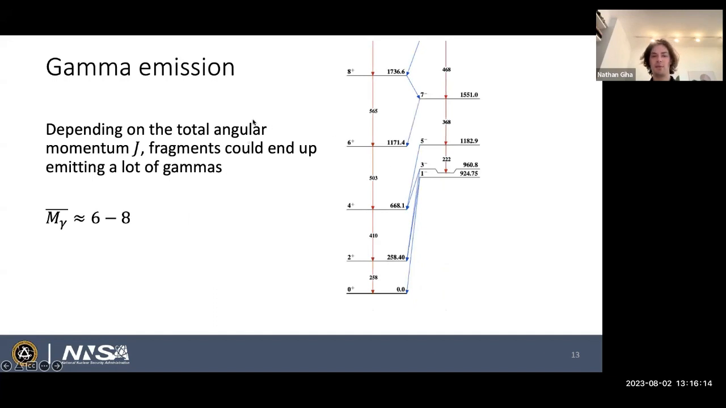And depending on the angular momentum of the fragments, you could end up emitting a lot of gamma rays. The average is maybe 6 to 8, depending on the isotope and the energy of that isotope, etc. I'm showing some nuclear level schemes here. You don't need to pay attention to the numbers, but this is generally just how a nucleus de-excites once it's at the yrast level. It's a lot like electron orbitals, except it's in the nucleus. So if we're here, we just need to emit these characteristic gamma rays to get to the ground state.